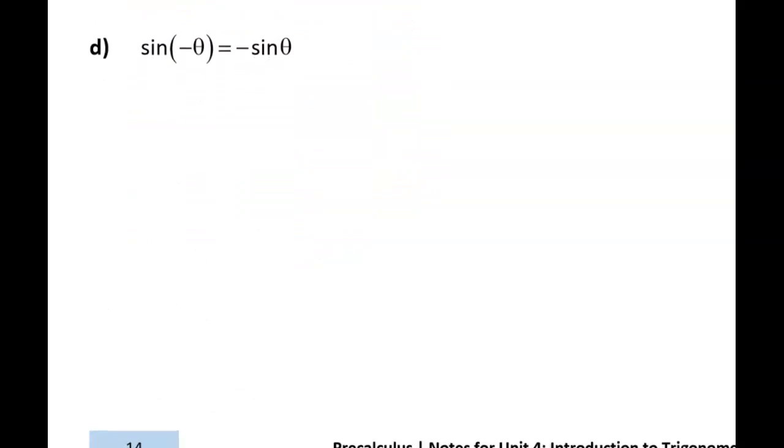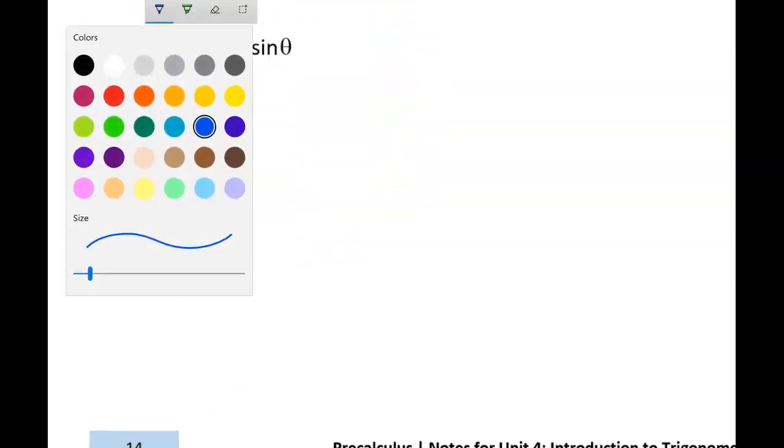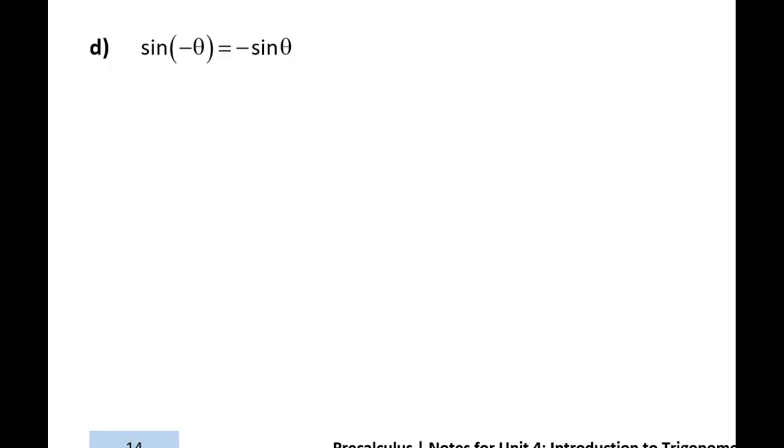All right, this next one also has a little bit of a trick involved with it. We're going to do sine of negative theta equals negative sine of theta. So I'm going to start by using sine of negative theta and then re-expressing that right side. Sine of negative theta can be written as sine of 0 degrees minus theta, right? Because if I take 0 and I subtract theta, I get negative theta.